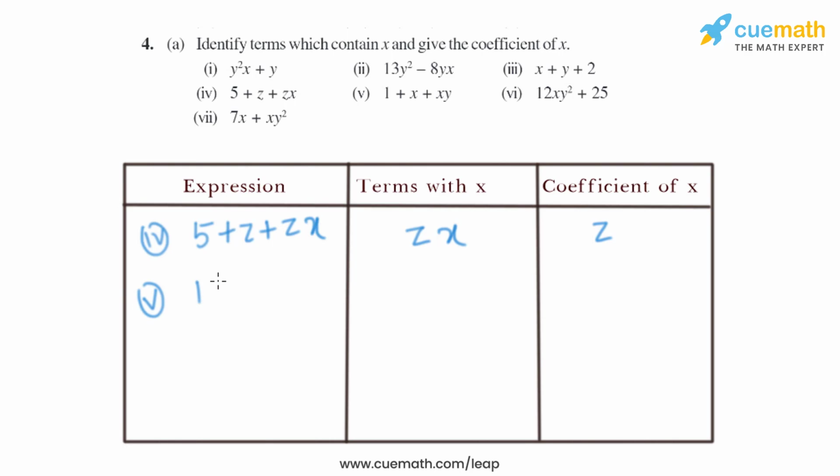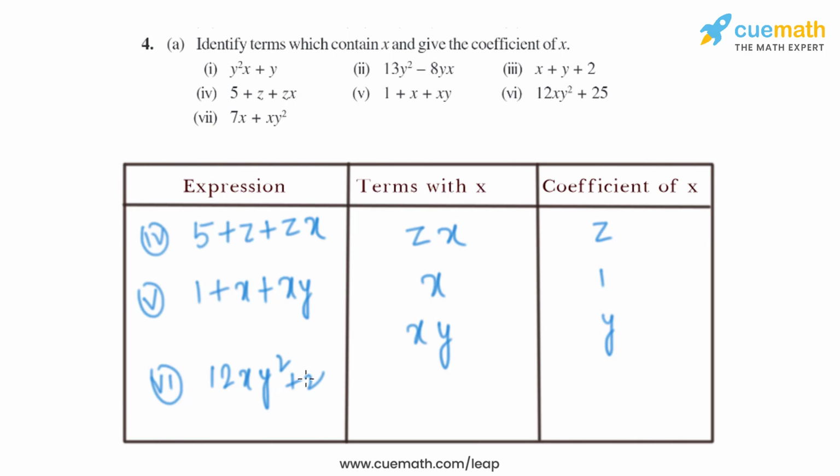So the expression that is given is 1 plus x plus xy, and terms with x are x and xy. So the coefficient of x is 1 and the coefficient of xy is y, because we are multiplying by y. So y is the coefficient of xy. Now let's move on to the sixth part. In the sixth part, the expression that is given is 12xy square plus 25. So the term with x is 12xy square, and the coefficient of x is 12y square, because we are multiplying 12y square with x.